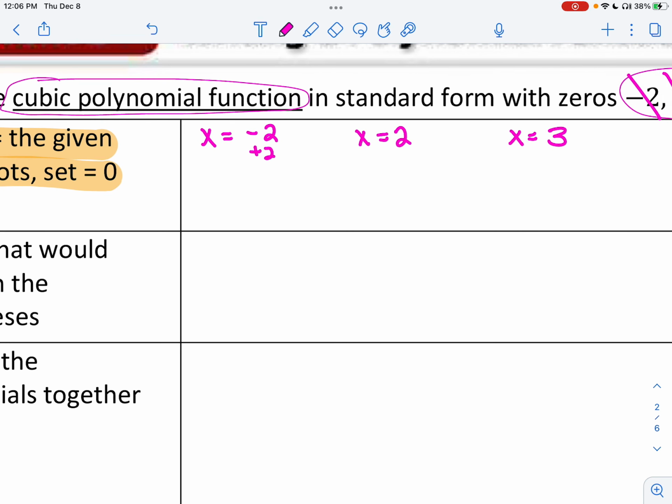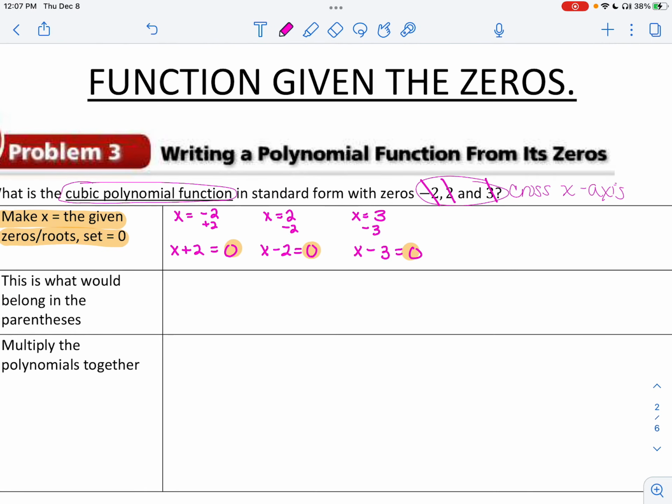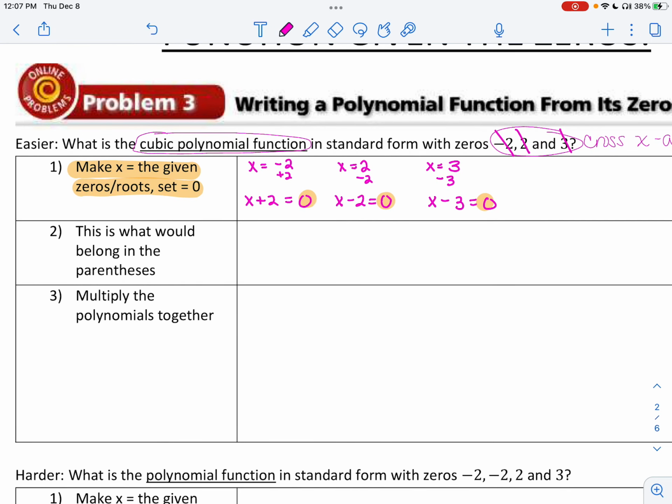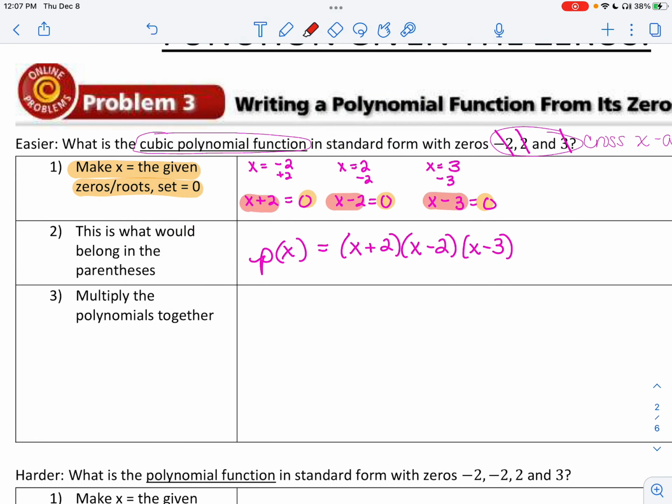So adding 2, I get x plus 2 would be a root. Subtracting 2, x minus 2 would be a root. And subtracting 3, x minus 3 would be a root, because the roots always have to equal 0. Next, this is what would belong in the parentheses. So my polynomial function would be made up of x plus 2, x minus 2, and x minus 3, highlighting those in red so you see where I got those from.